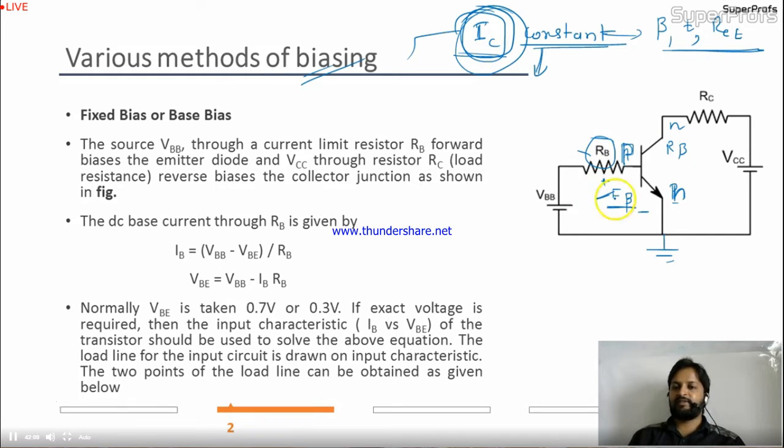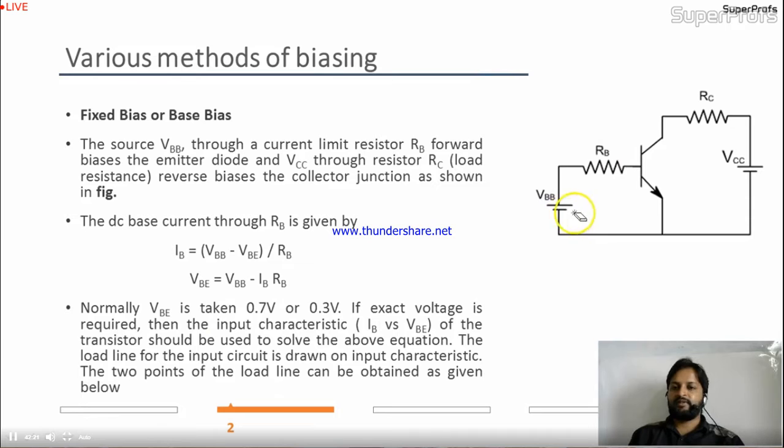The input terminal is forward biased and the output terminal is reverse biased. Let's come to the next now. The DC base current through RB is given by, let me erase some part, then we'll discuss this. Let me take the pen over here. So this is IB. Is it okay? Can you calculate IB for me? Yes, you can calculate it easily. Your IB will be VBB minus VBE, definitely having the BE voltage drop over here. So this minus this divided by RB is nothing but your IB.